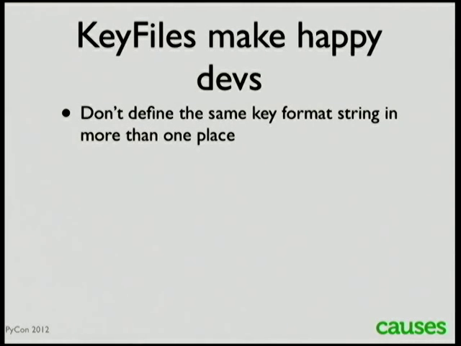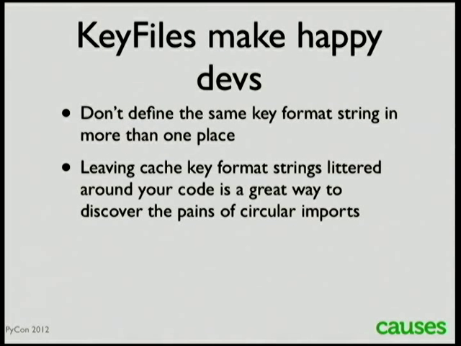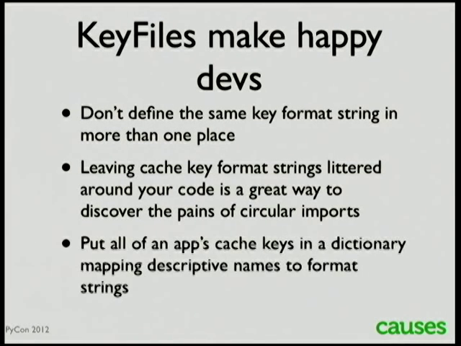So we don't want to define the same format string more than once. So we create something called a key file. Basically, if you have these cache format strings littered throughout your code, you start by saying, I'm using this cache function here, let me define this format string inline in the function. And then you realize you need it somewhere else in some other component of your app that needs to interact with the same type of object. And so you leave these things littered around your code, and then you start importing them so that you can use the format string, and then you've discovered this awesome circular import hell.